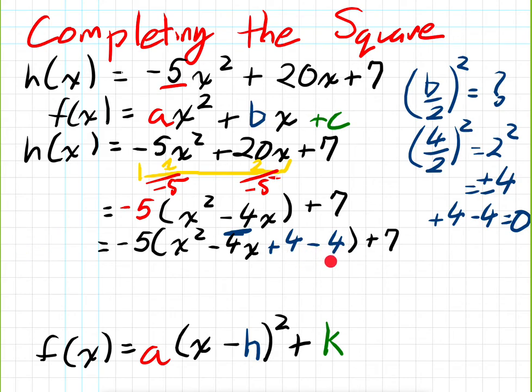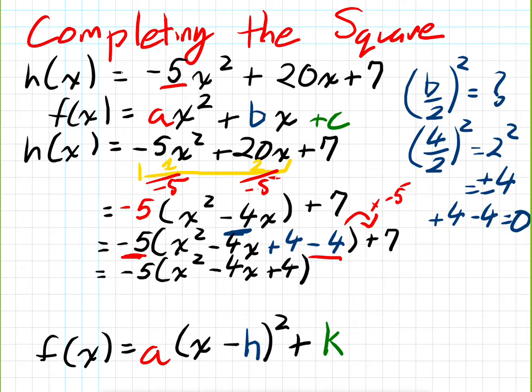The next thing we want to do is take this negative 4 and remove it from the brackets, to the outside, because we only want to have 3 terms in the bracket, since we're making a perfect square trinomial. When we take it out, we have to remember to multiply by the coefficient here, that negative 5, when it comes outside the bracket. So we get negative 5 times (x squared minus 4x plus 4), and then negative 4 times negative 5 gives you positive 20.